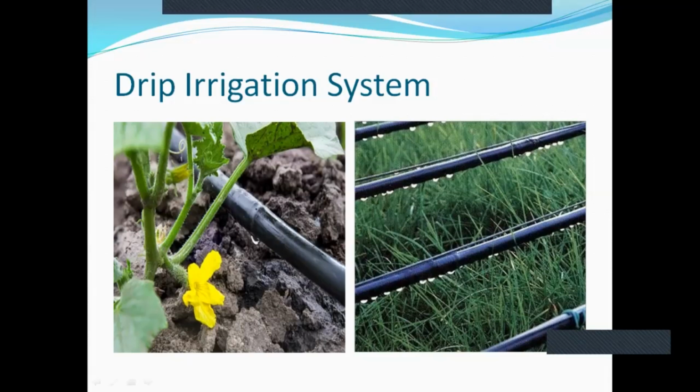A lot of research was done, but it took many years for actual drip irrigation to come into process, because at that time plastic was not invented. After that, when plastic was invented and plastic pipes were made, this drip irrigation system started.